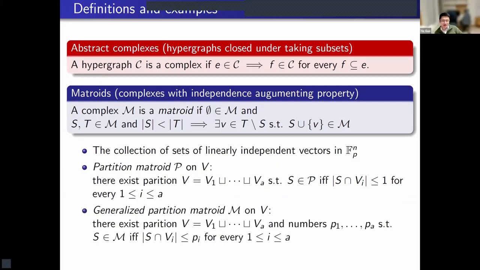And you can generalize the definition of partition matroid to get the generalized partition matroid, which means this time you also divide the set V into some parts. This time, you do not just require the intersection to be at most one, but you can assign some numbers, say P1 up to Pa, such that the intersection with each part is at most Pi. So that is called the generalized partition matroid, and you can also check that it satisfies the definition of matroids. Okay, so here is the definition of matroids.